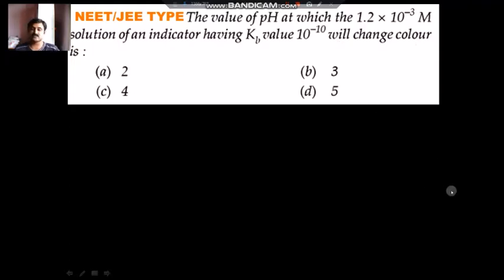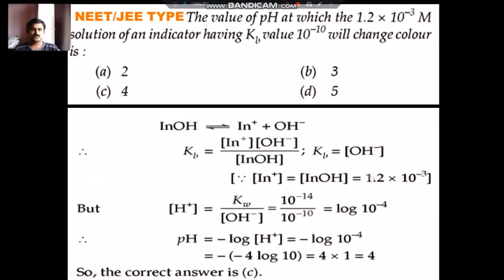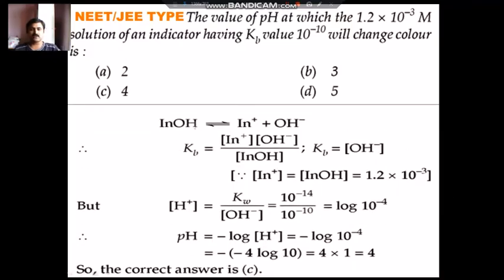The Kb given means it's a weak base. So for this one we have a simple equation, that is INOH, the indicator is a base according to the Kb given. After writing the Kb expression for this general equation, Kb becomes OH minus concentration times the concentration of the cation, given in the question as 1.2 into 10 power minus 3. We know that H plus concentration is equal to Kw by OH minus concentration.